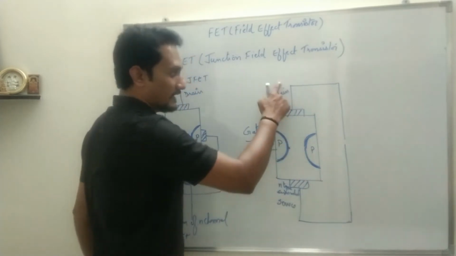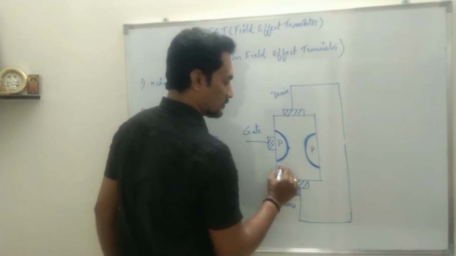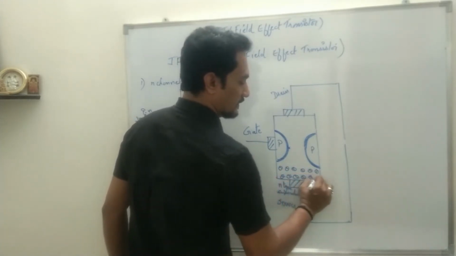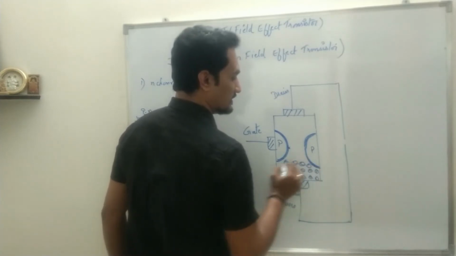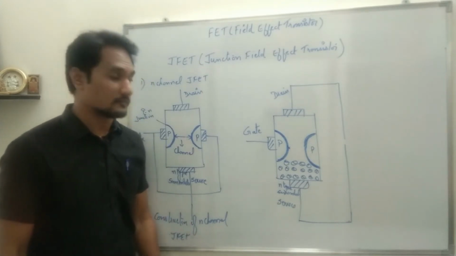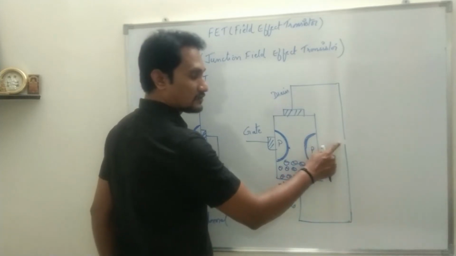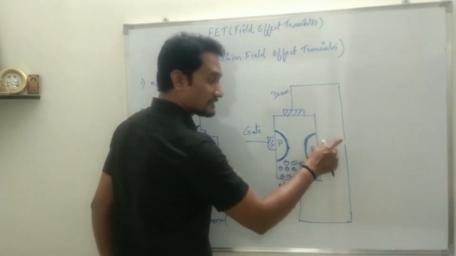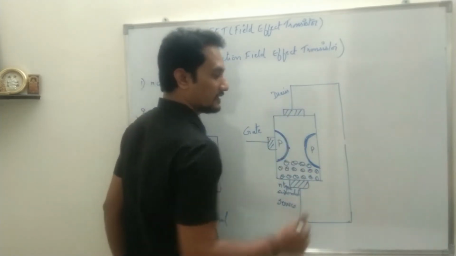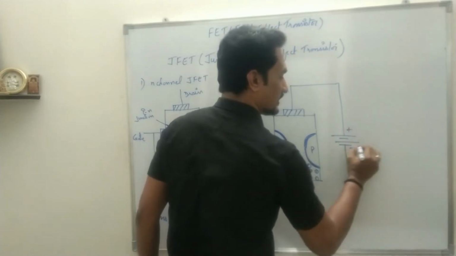Now connect a polarity between source and drain so that charge carriers will move from source to drain. As I told you, this is an n-type semiconductor, so the majority charge carriers will be electrons, and a large amount of electrons will be there. So what polarity has to be applied? The polarity should be such that the electrons are repelled by the source and attracted by the drain. So source should be connected to negative and drain should be connected to positive.